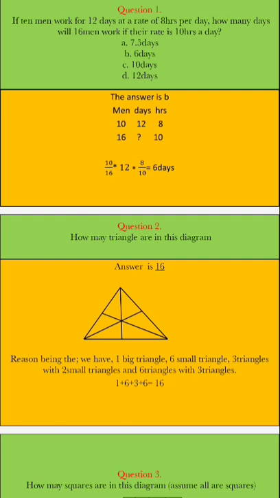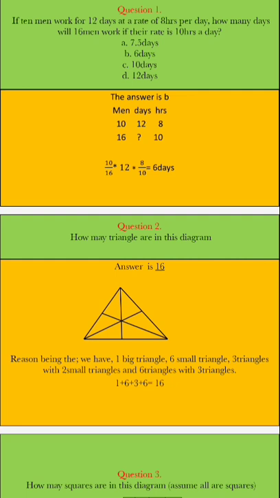If 10 men work for 12 days at a rate of 8 hours per day, how many days will 16 men work if their rate is 10 hours per day? You make several calculations which will bring about the answer, and you find out the answer is 6 days. So it means that if the men are increased and they also increase the rate of working, then the days will be reduced.